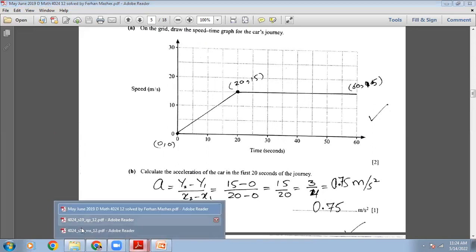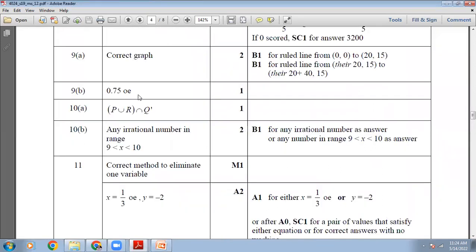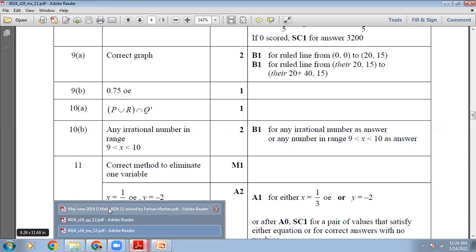So let's check the answer. The answer 0.75 is the right answer. Correct graph, and I have already checked this as good. Okay, so we are going to the next question.